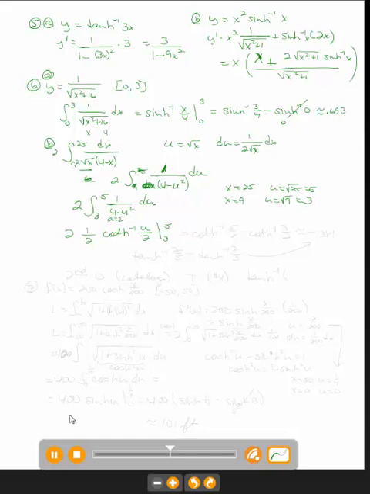I get this: the 2 and the 1/2 cancel, so I get the hyperbolic arc cotangent of 5 over 2 minus the hyperbolic arc cotangent of 3 over 2. That's an exact answer. And with plugging it in, they turned it into hyperbolic tangents in the book.